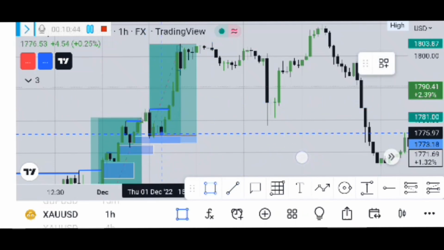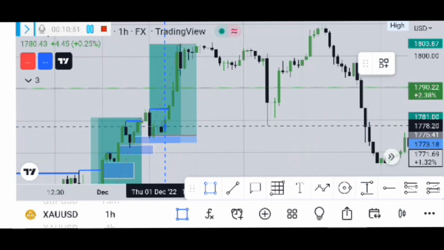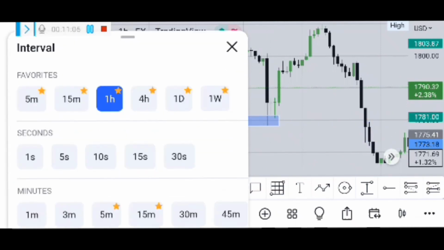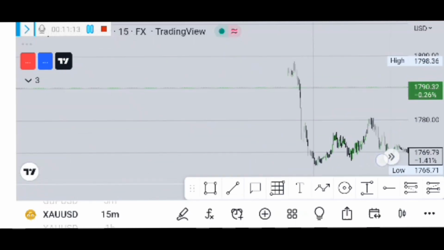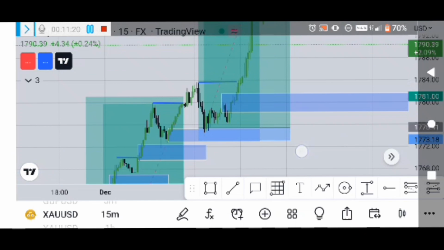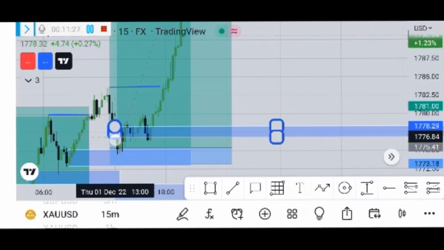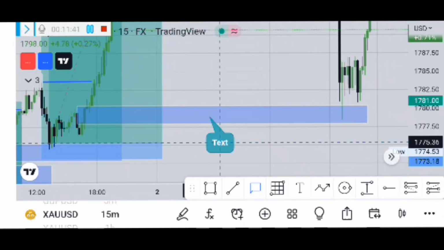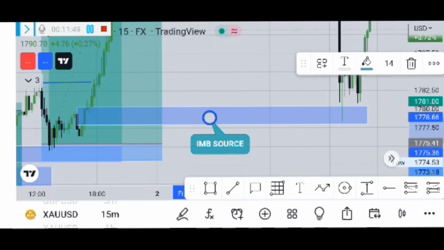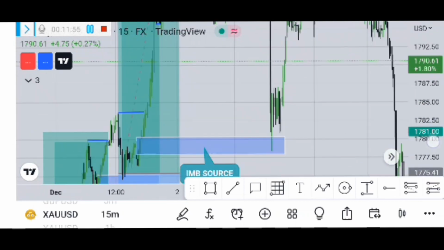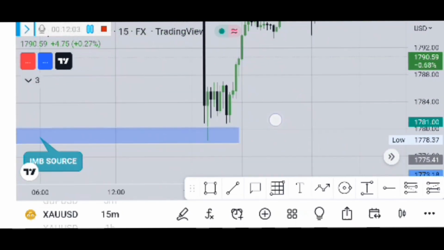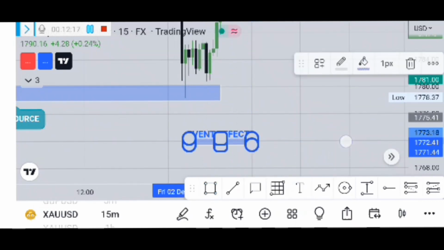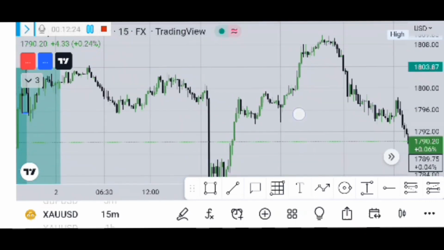So here breakout, and we find the imbalance of this area, and here in lower time frame 15 or 5 minute time frame taking again, and if again any volatile market, high economy event, you can see imbalance source, imbalance source, and event effect. So let's see how it works.